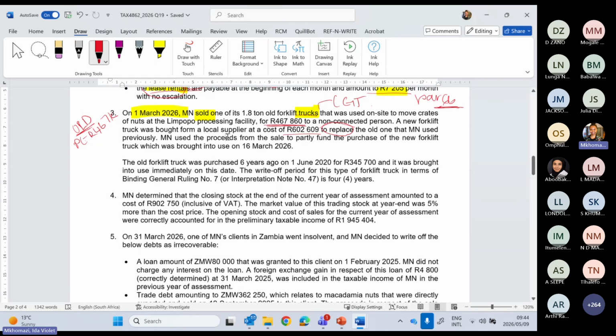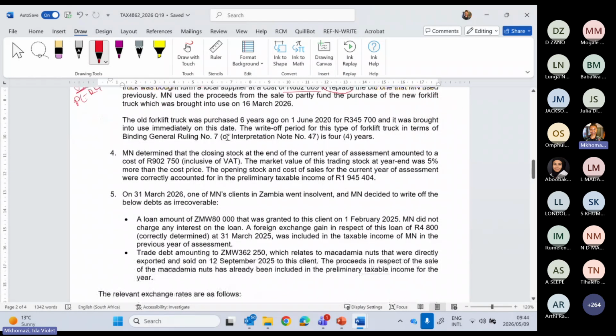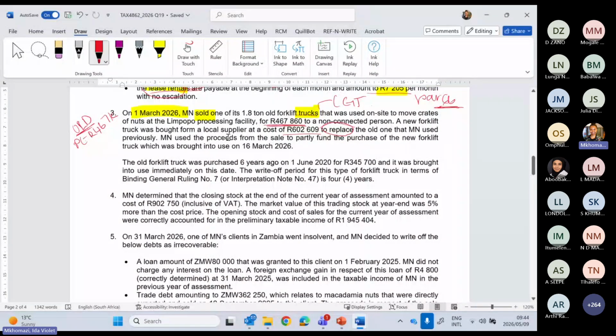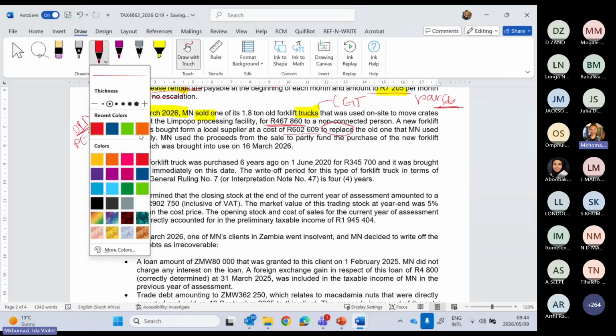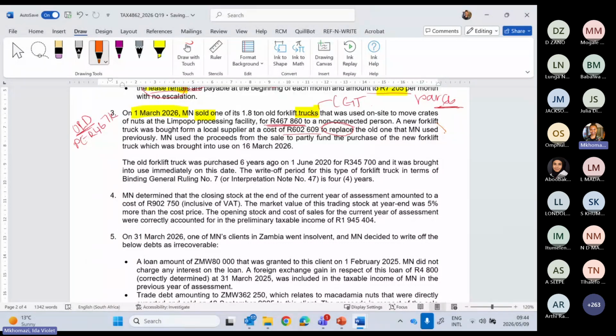So going back to our question, let's see if indeed the requirements of paragraph 66 are applicable. So what we know so far from the information is that we have an old truck that was sold for 467,000. So I have the proceeds for the old truck. And we also have, let me use a different colored pen, a new one that was purchased for 600,000. So for the new asset, I have the cost of 600,000 rand.